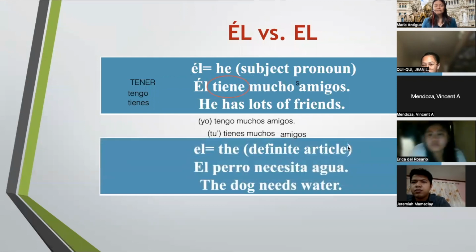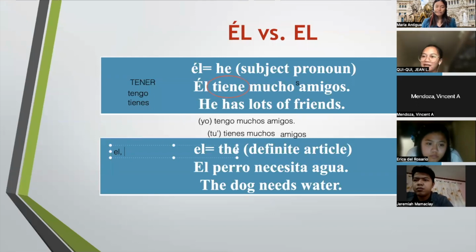Pag wala naman accent, if you're not using the accent, this is now the definite article, the. You remember el, and what's the feminine? La. What's the masculine plural? Los. And feminine plural? Las. Okay. Dalawa lang estudyante ko yata dito. Okay. Alright. So, el, la, los, las. Yan yung definite article. Okay. So, if you don't use the accent, yun na. That means the.